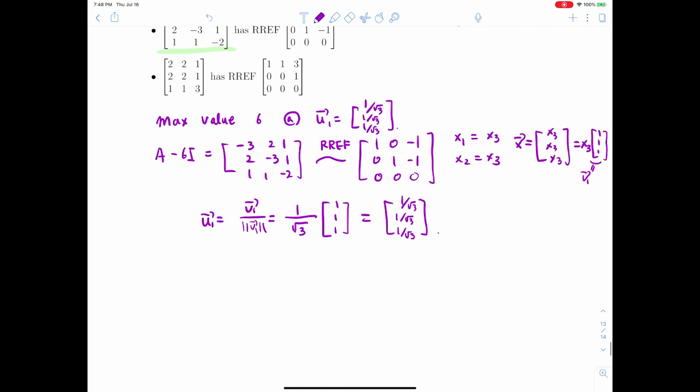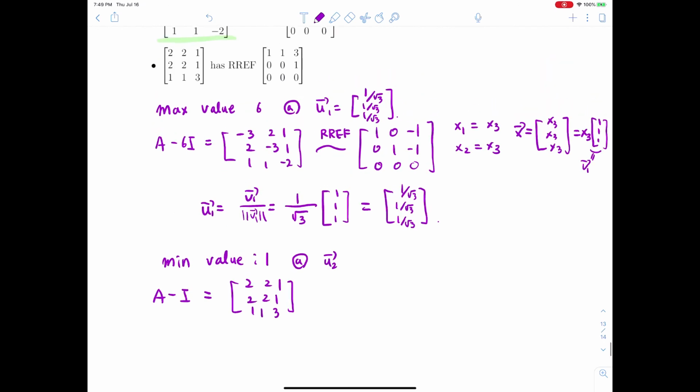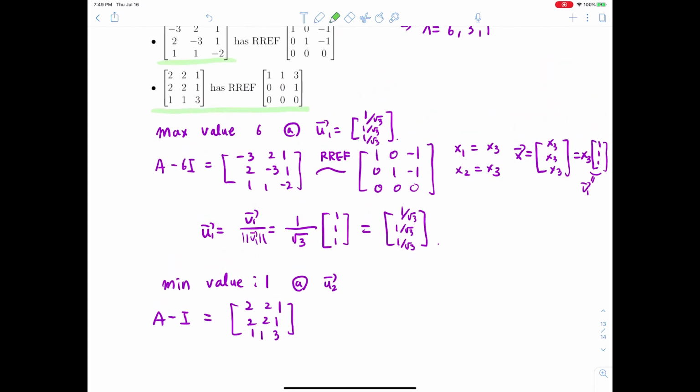Okay, so we can do the same thing for the minimum value. The smallest eigenvalue is 1. So we can tell that the minimum value for the quadratic form should be 1. And that happens when you put in the unit eigenvector corresponding to 1. So basically we have to find the null space of A minus 1 times I. And this equals 2, 2, 1, 2, 2, 1, and 1, 1, 3. And if you use the second fact that is given, then this matrix is row equivalent to 1, 1, 3, 0, 0, 1, and 0, 0, 0.